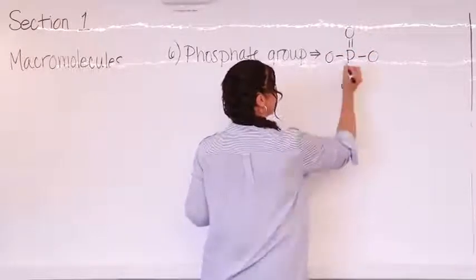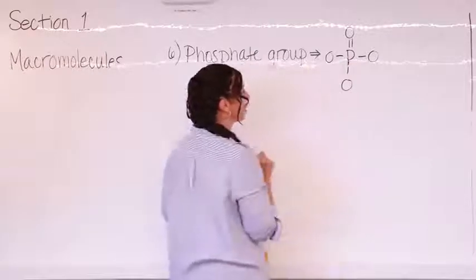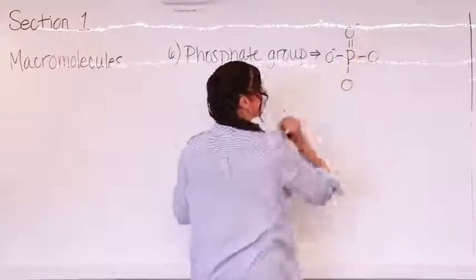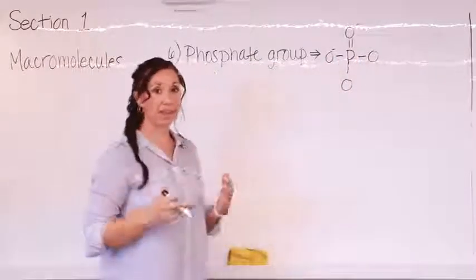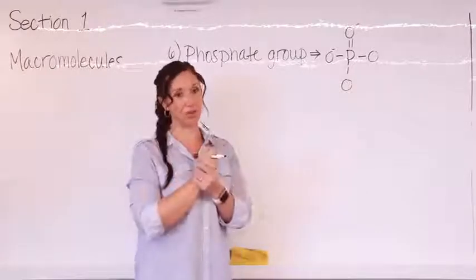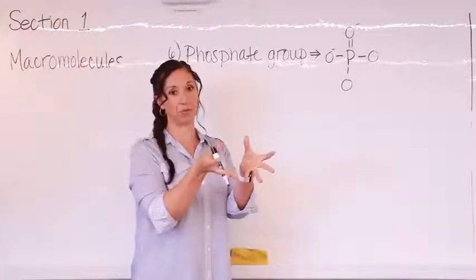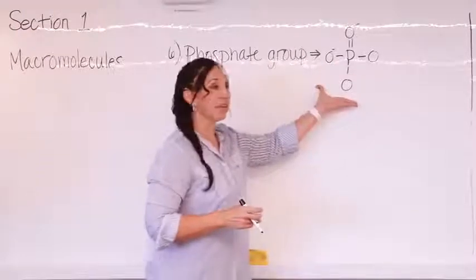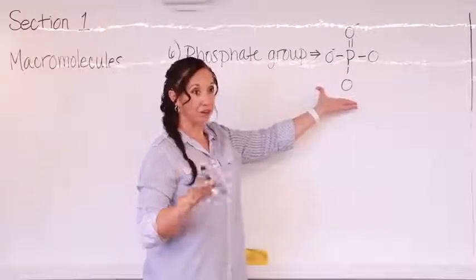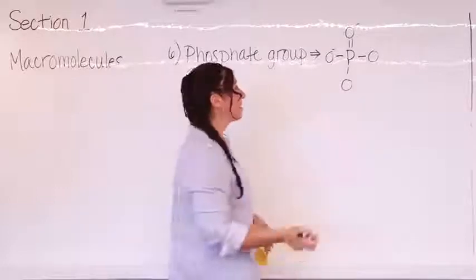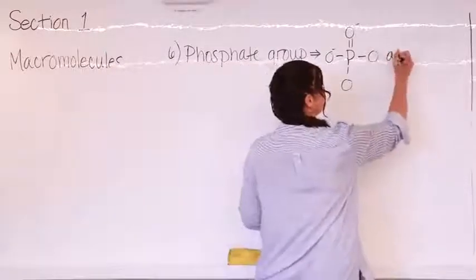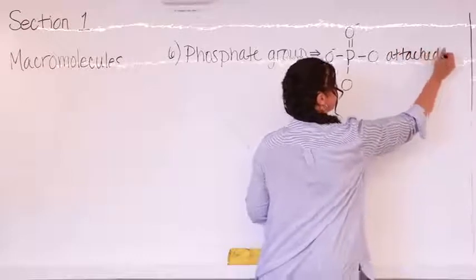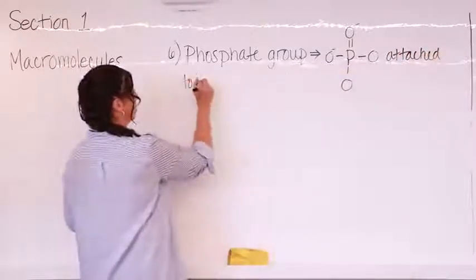So phosphate looks like this. There's my phosphate and my phosphorus in the middle. And 2 of these oxygens are negatively charged. And that negative can bounce around and do whatever it needs to do, but it's going to stay within those 4 oxygens. So this is your big phosphate group, and it's going to be attached to one of the carbons in the carbon chain. So phosphate attached to a carbon in the chain.